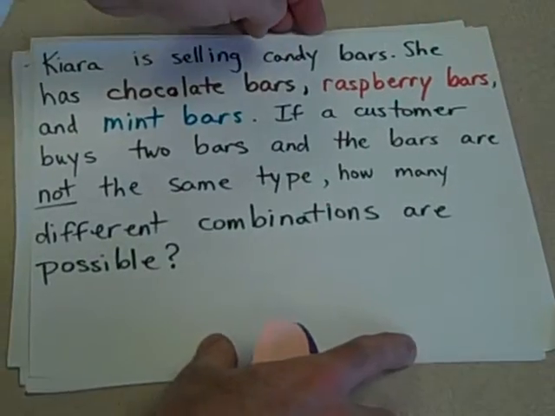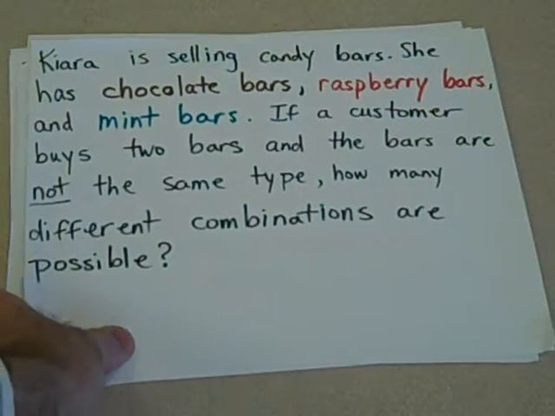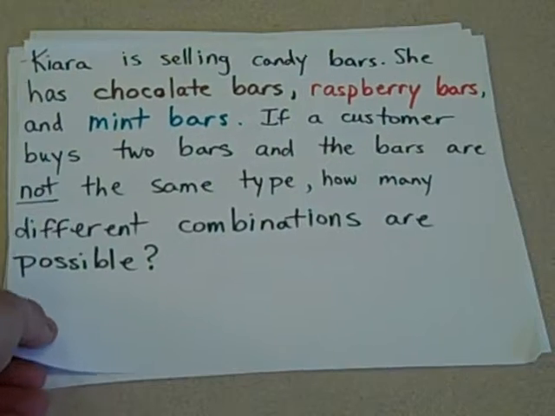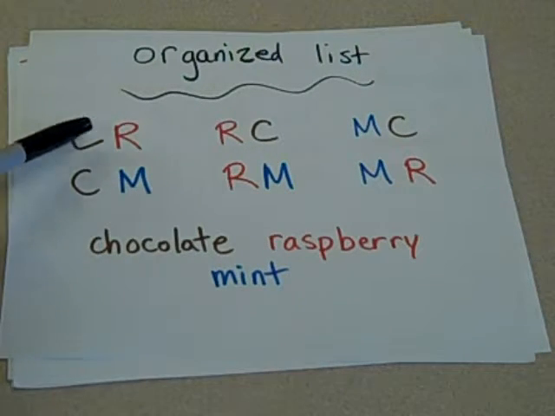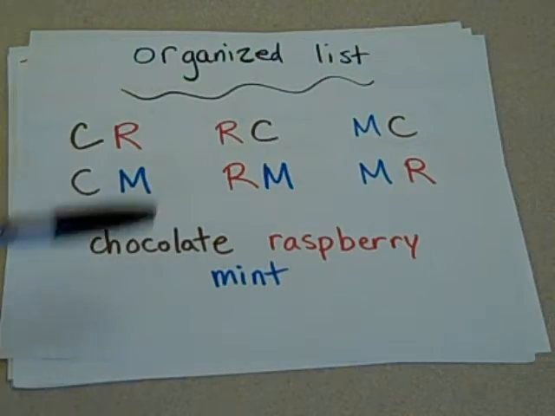Now how do I solve? How do I show the work for this? So a combination, one way I like to show my work is through an organized list. So again, the 3 flavors are chocolate, raspberry, or mint. So in an organized list, it's not random. I'm thinking about it. I'm going to start with one flavor of candy bar. So I started with chocolate. So chocolate can then be paired with raspberry, CR, or chocolate can be paired with mint, CM.